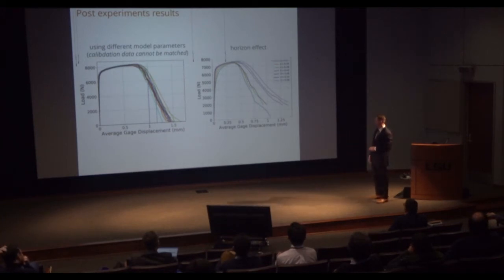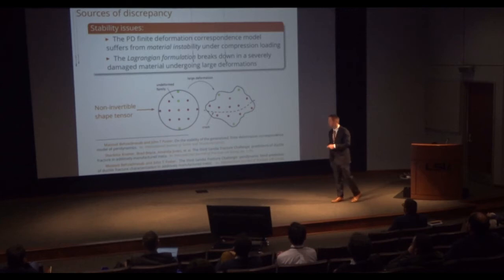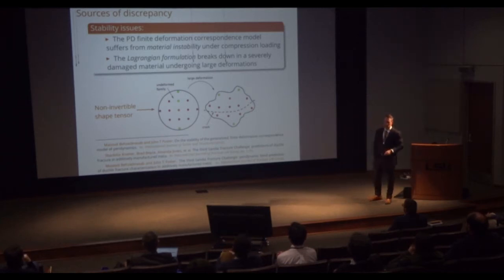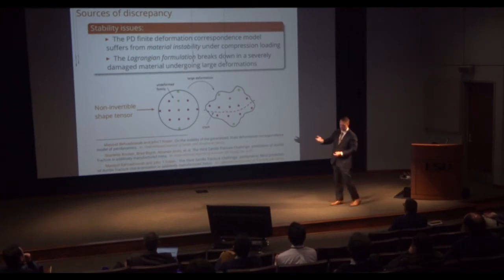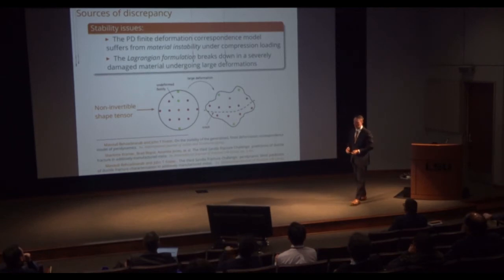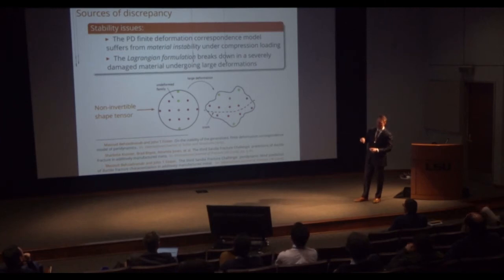This is also just looking at some convergence studies with respect to the horizon, which didn't really turn out to be an issue. So what's the source of discrepancy? Well, part of it we came to realize was just the model had some instabilities in it that weren't thoroughly investigated. The other issue is we had very large deformation in this problem before failure. So the original spherical horizon that you start with, by the time failure is initiated, is a long ellipsoid. And in these correspondence models, you have to invert this so-called shape tensor, and in the continuum, it's always invertible. But in realistic computations, you can run into some issues associated with inverting that shape tensor.